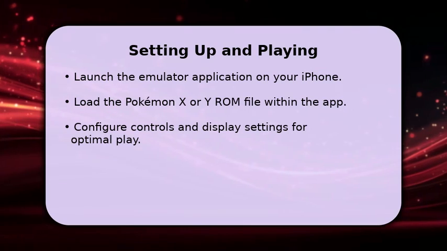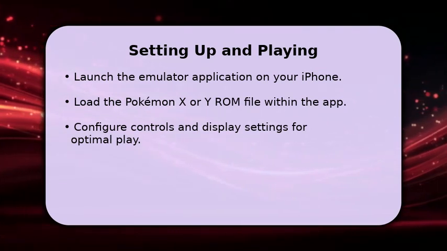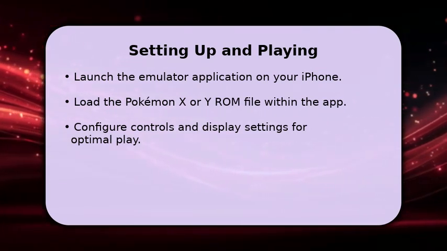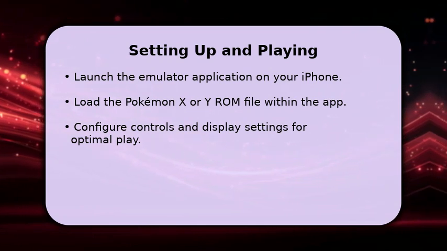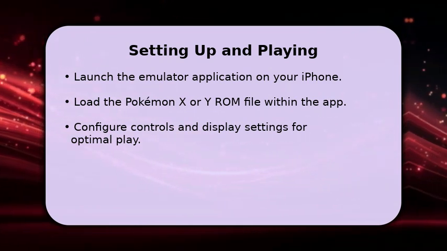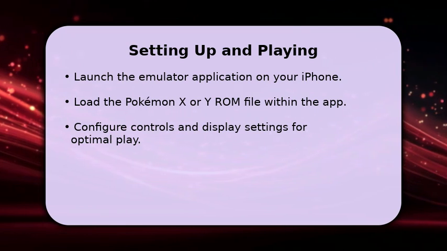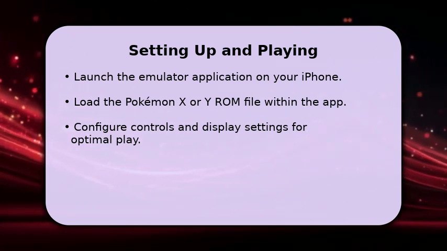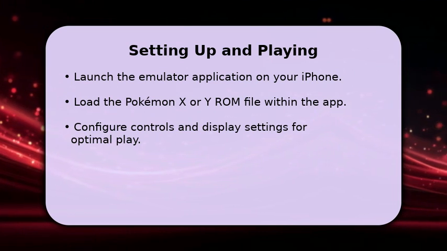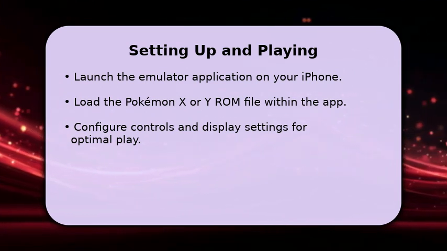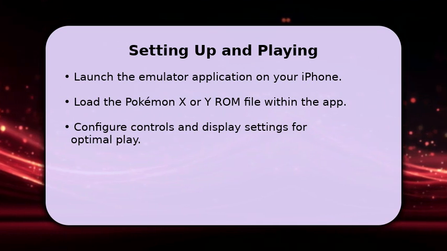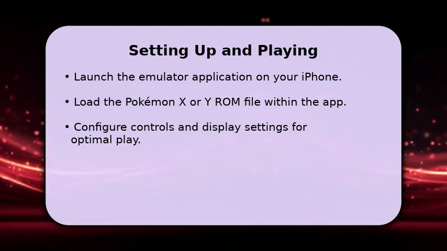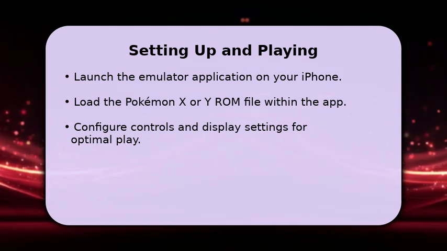With the emulator installed and your game ROM ready, it's time to set up and play. Open the emulator application on your iPhone. Navigate through its menu to find the option to load a game, then select your Pokémon X or Y ROM file. You might need to adjust control mappings or screen orientation for comfort. After these quick adjustments, you are all set to embark on your journey through the Kalos region, catching and battling Pokémon.